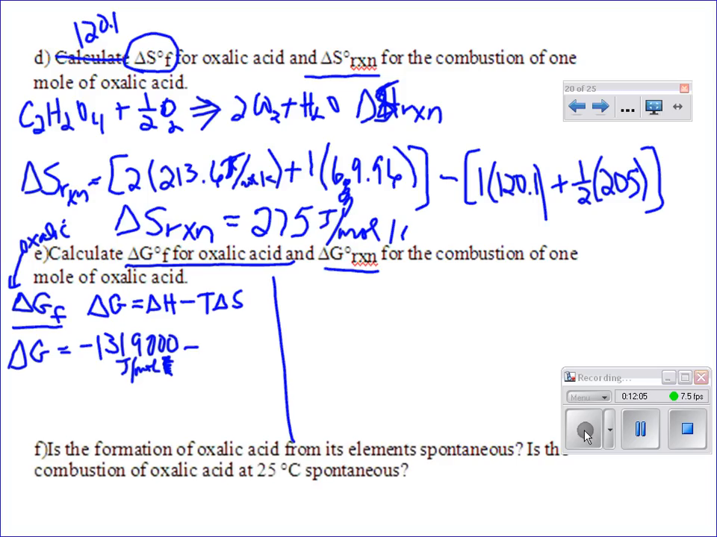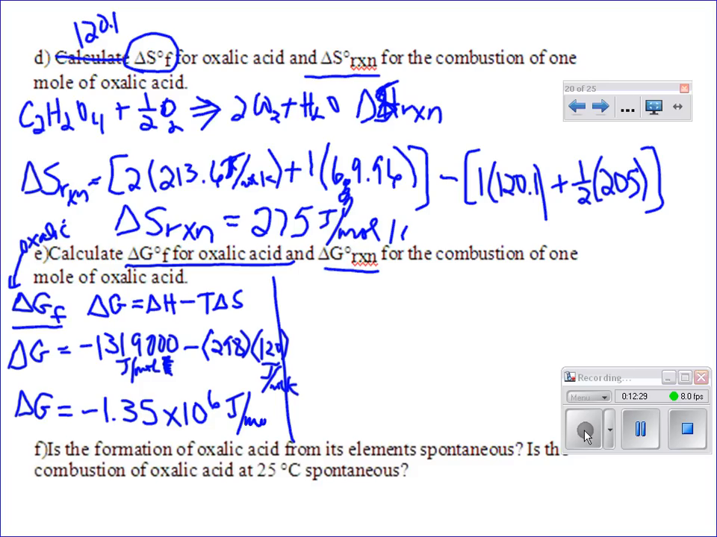I've got little circles everywhere. 298. And then my delta S is in the table, and it was the 120. And that's in joules as well. So that's why I converted my enthalpy to joules. And so I end up getting a delta G of negative 1.35 times 10 to the 6th joules per mole. Someone check that? I heard a yep. Okay.